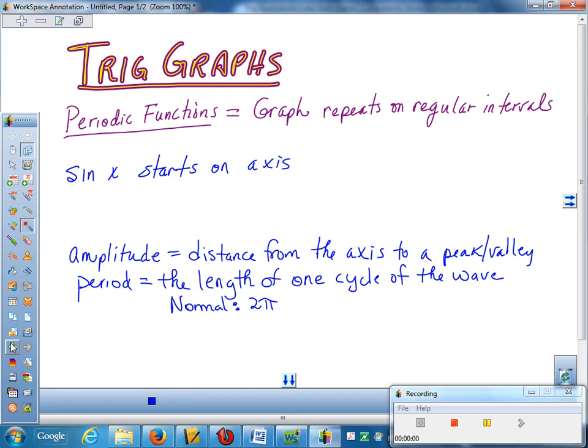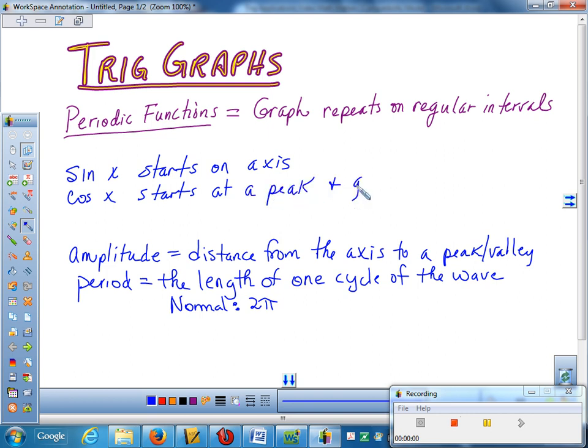Okay, so consequently, we need to note here, cosine is going to start... Where did cosine's wave start? And I'm not going to say 1 because we're going to change that. I'm just going to say at a peak because we are going to change how high that peak is. It starts at a peak and goes downward to start with. Cosine starts at a peak, goes down.